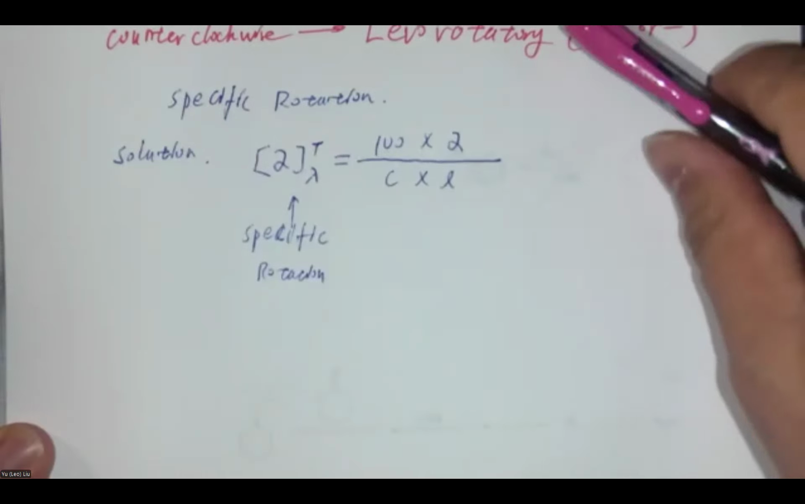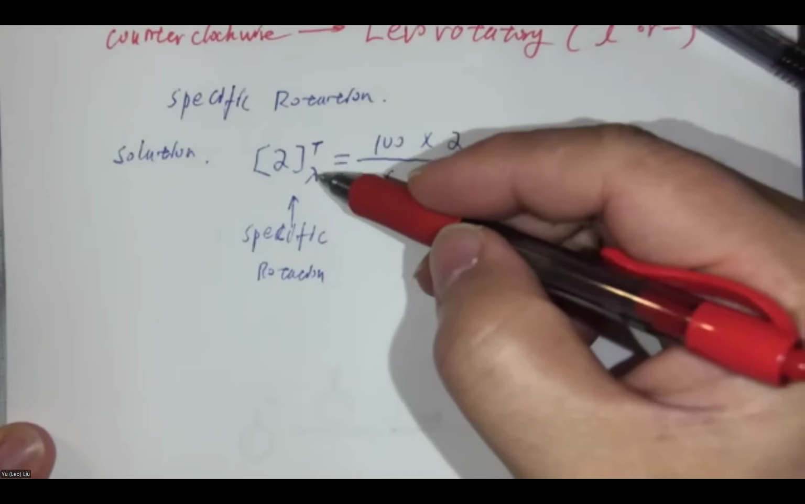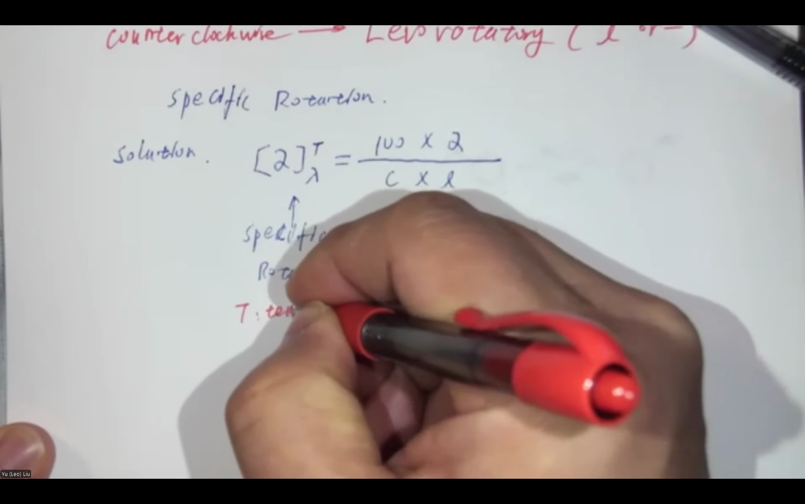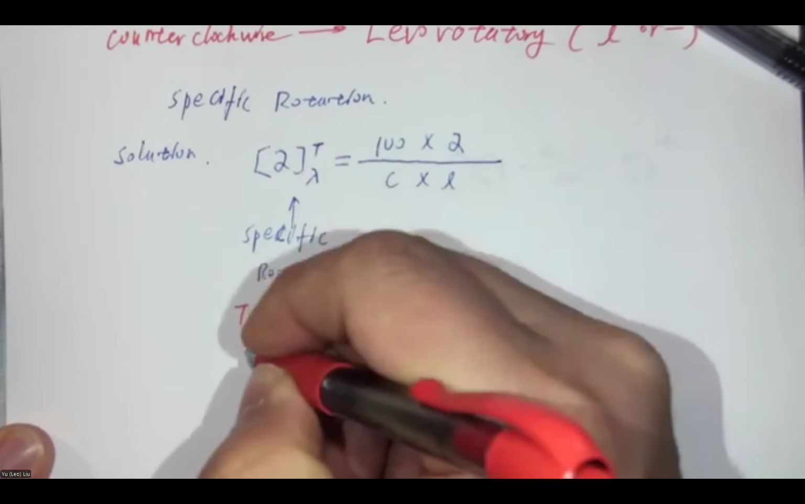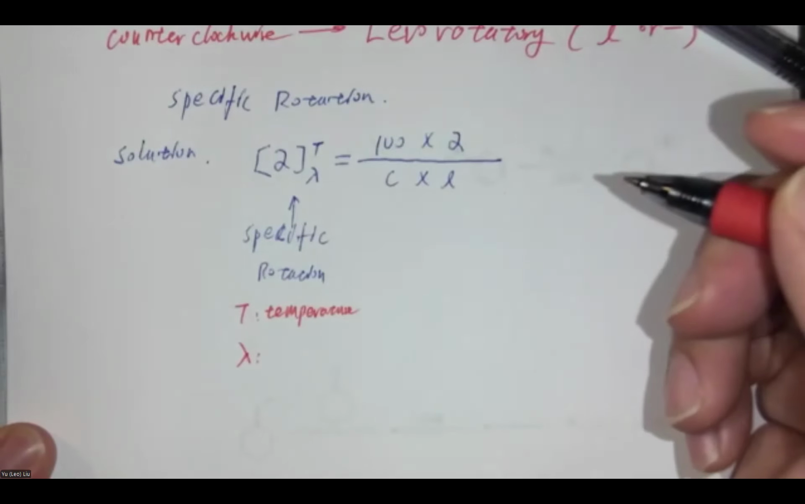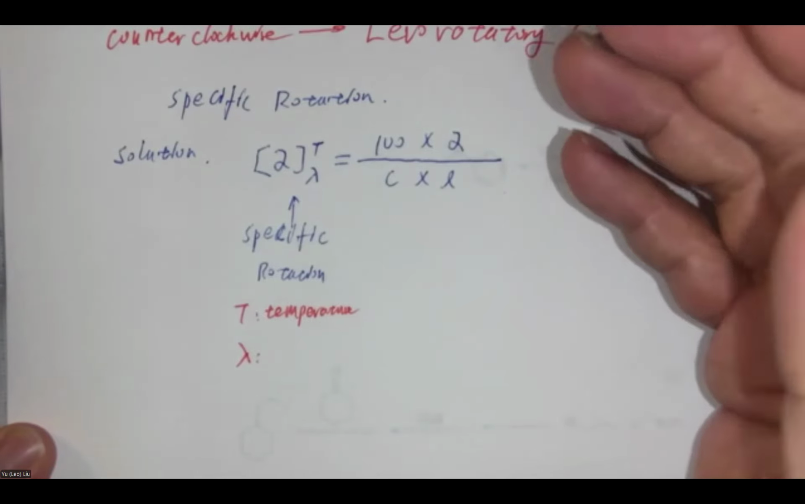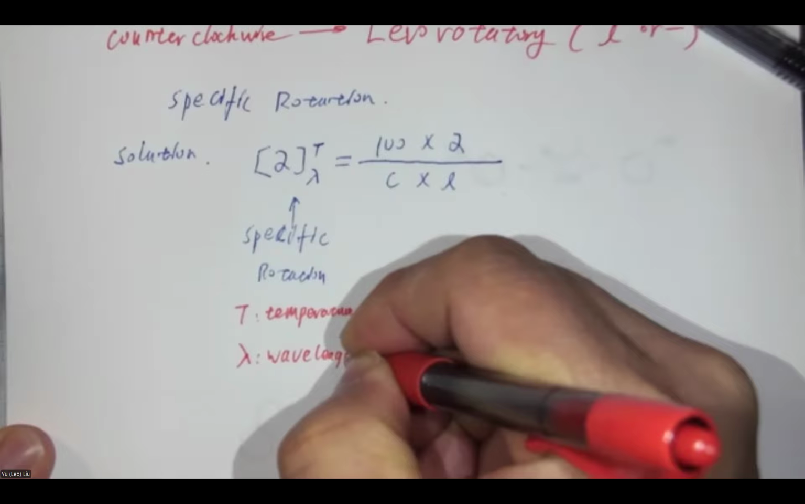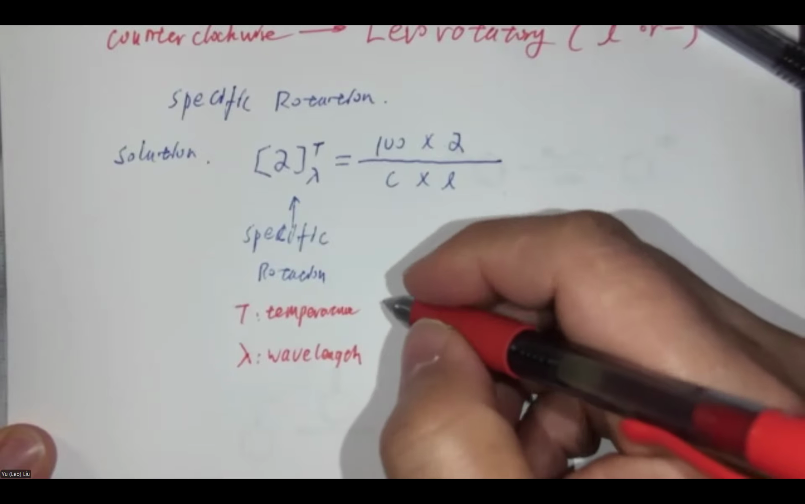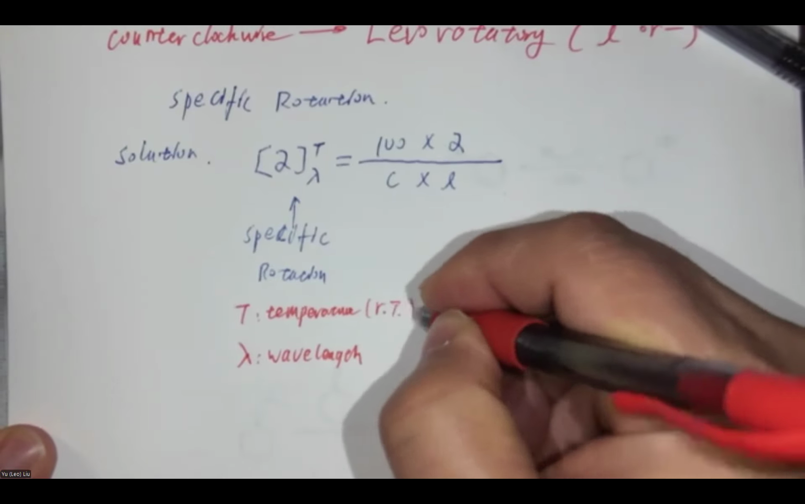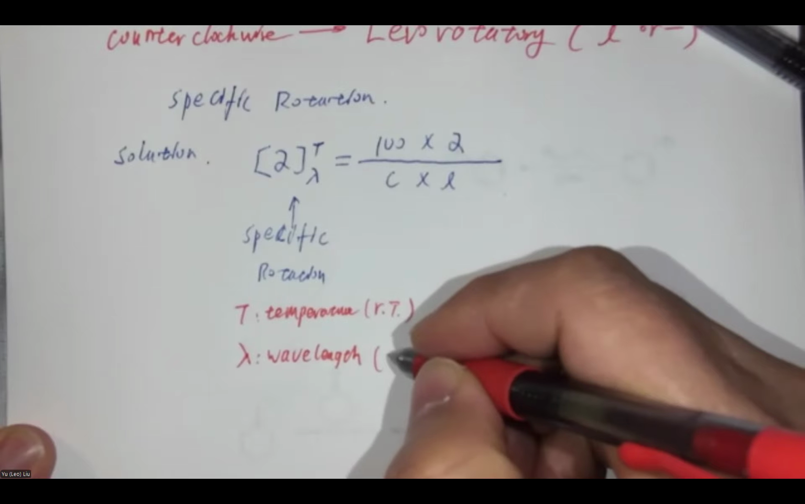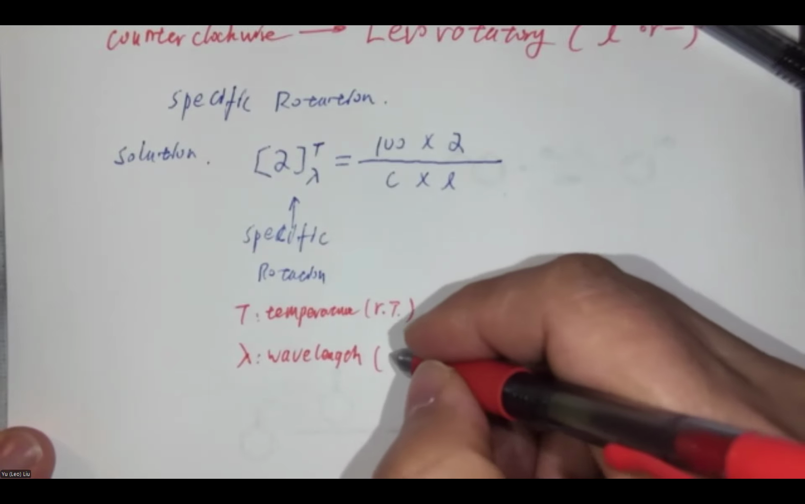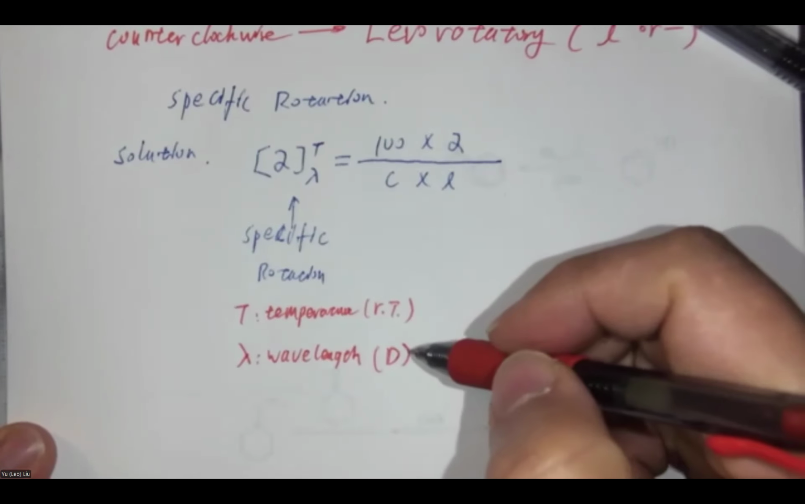Someone may notice the T and also the lambda. T is just the temperature, and lambda is the wavelength, meaning what wavelength of light you strike the sample with. Normally T is just room temperature, I just use RT. And for the wavelength, normally people use a sodium lamp, which people label as D, indicating the sodium lamp wavelength.